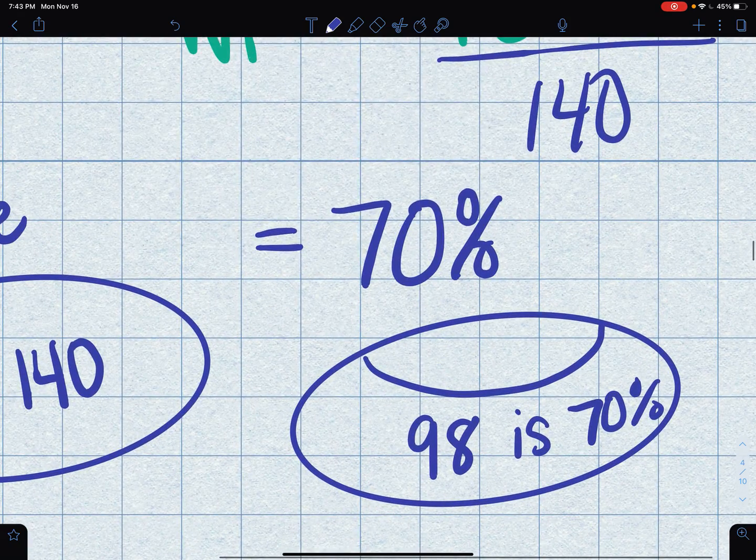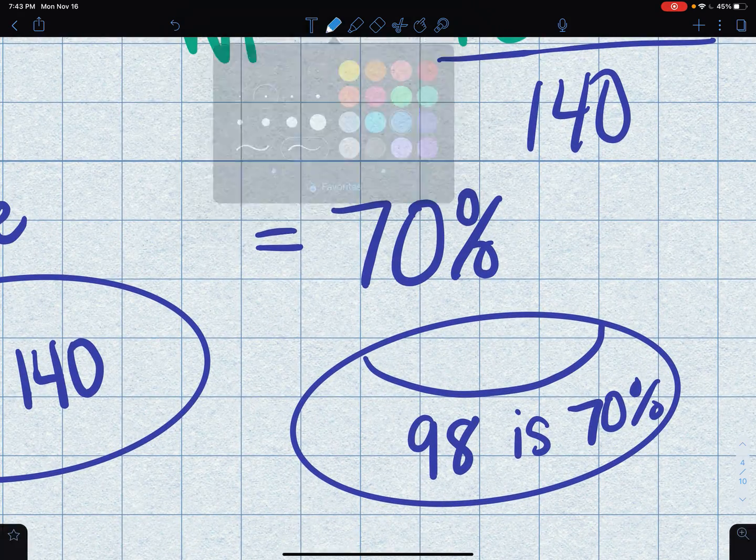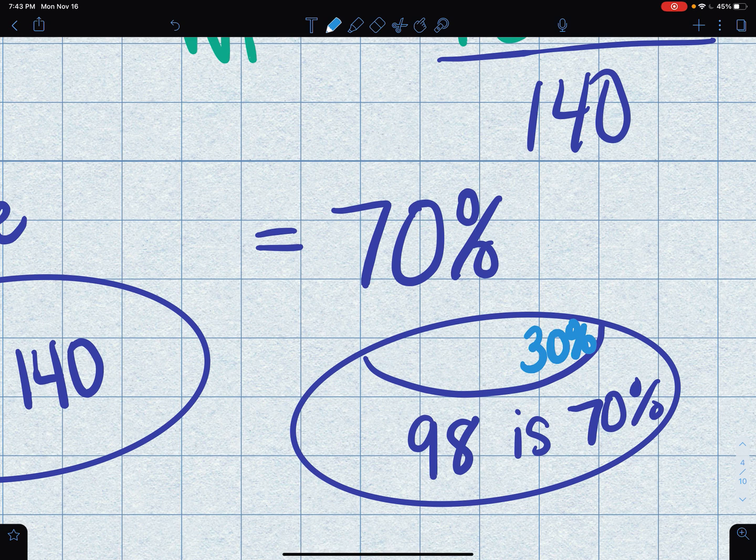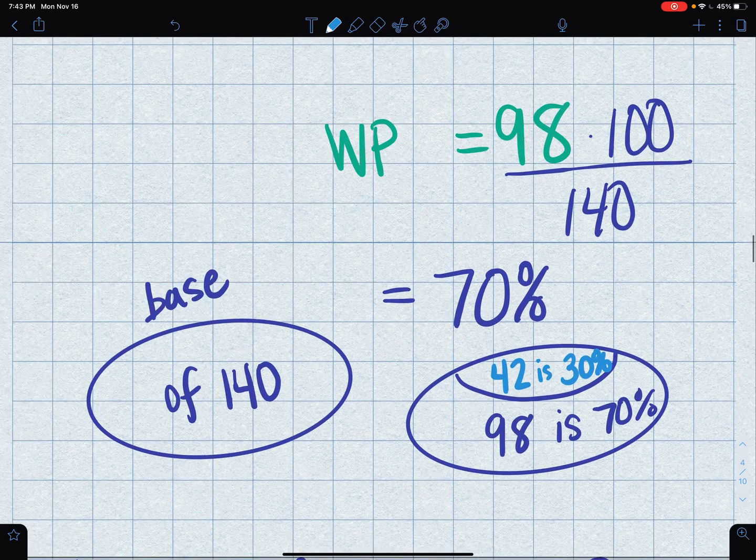Now, the percentages have to add up to 100. So if I have 70% here, what percent of a chunk did I actually miss on the test? I missed 30%. And how many did I actually get wrong? Well, it's going to be 140 minus 98, which is 42. And 42 is 30%. So that's how they do this diagram.